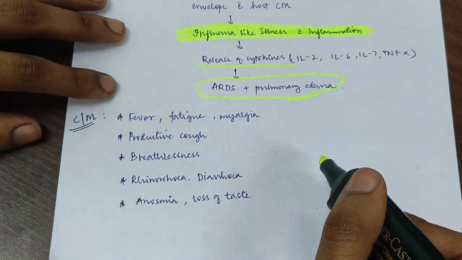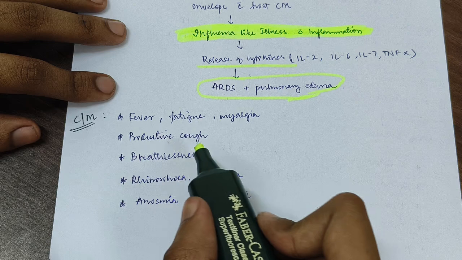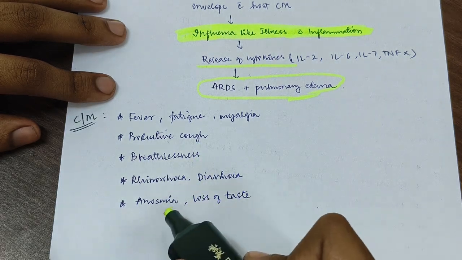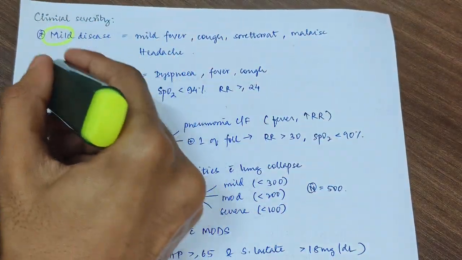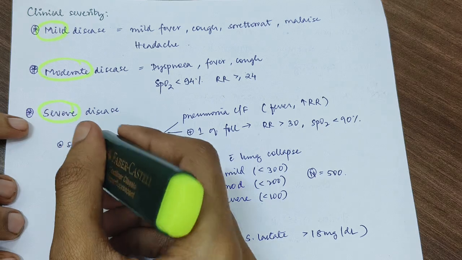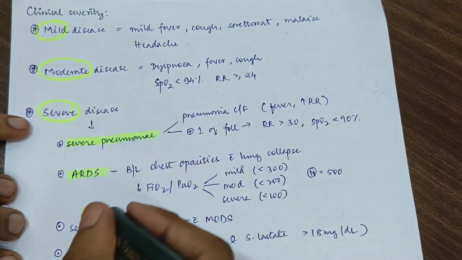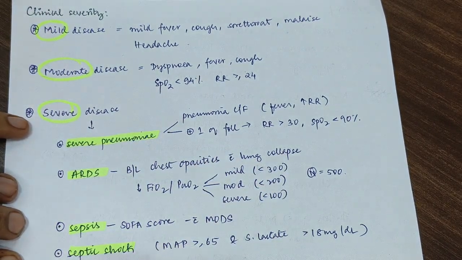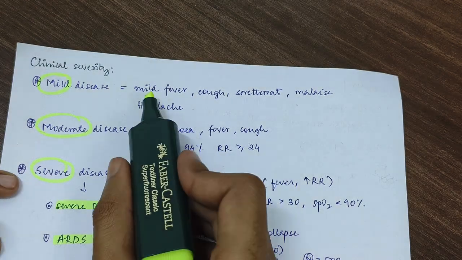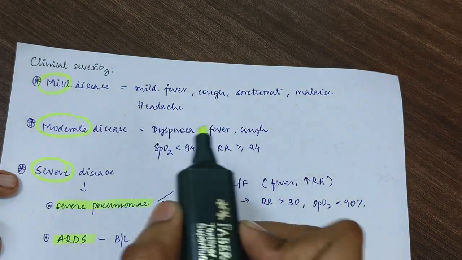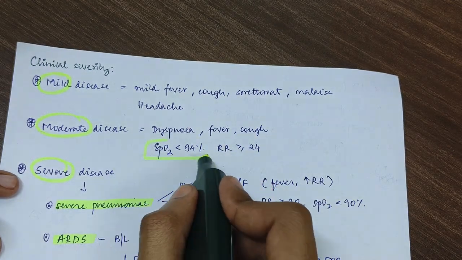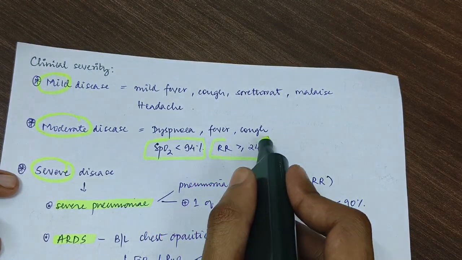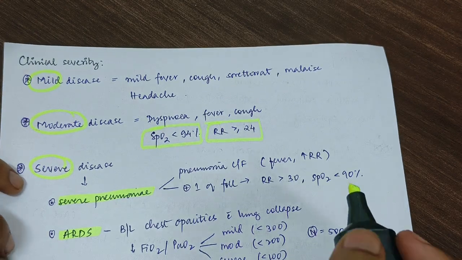Coming to the clinical features such as fever, fatigue, myalgia, productive cough, breathlessness, rhinorrhea, diarrhea, anosmia, loss of taste, all these will occur. So clinical grading or the severity: mild disease, moderate disease and severe disease. In severe disease, there are again subtypes: severe pneumonia, ARDS, sepsis and septic shock. Coming to the mild disease, you are going to have mild fever, cough, sore throat, malaise and headache. Whereas moderate, you are going to see dyspnea, fever, cough and SpO2 less than 94 and respiratory rate less than 24. You are going to remember these values, these are important.